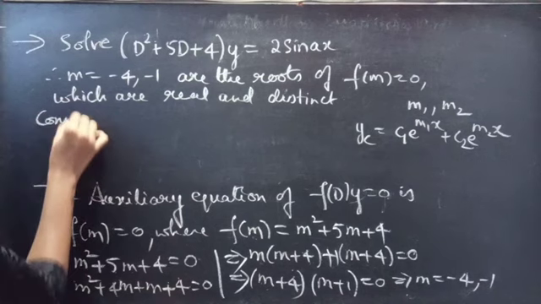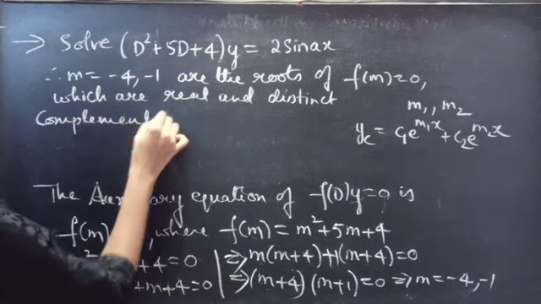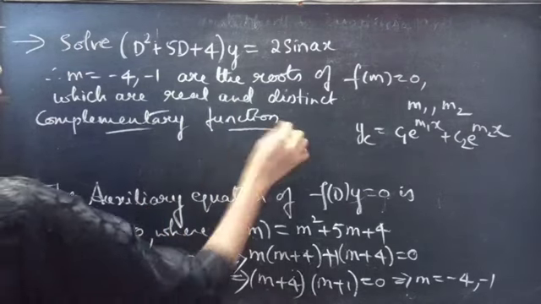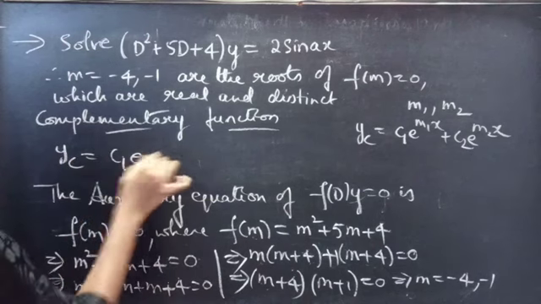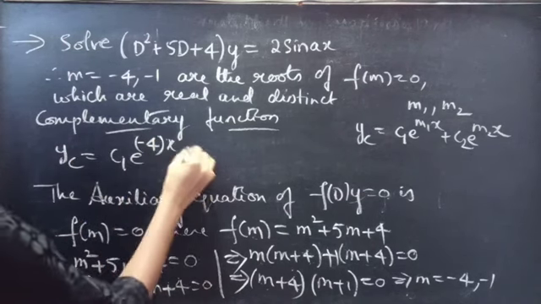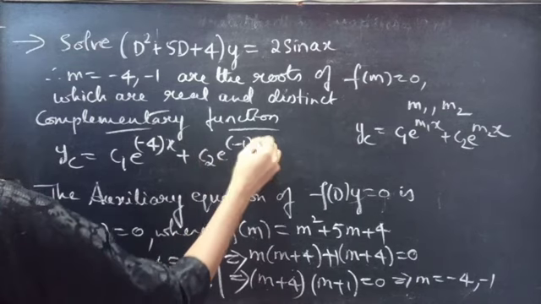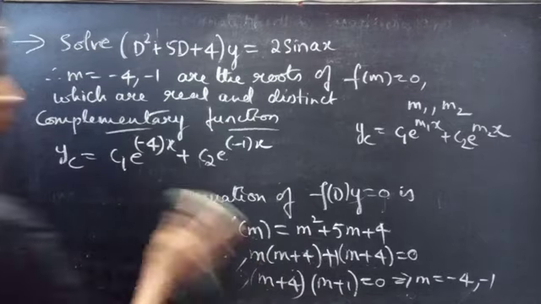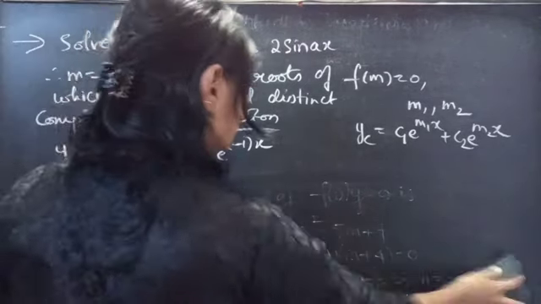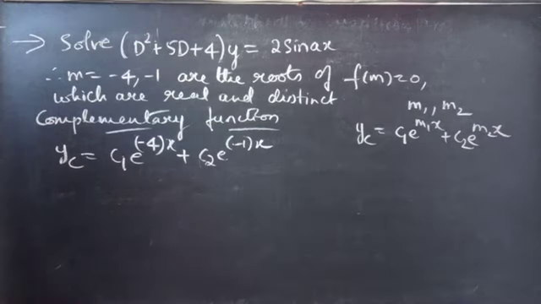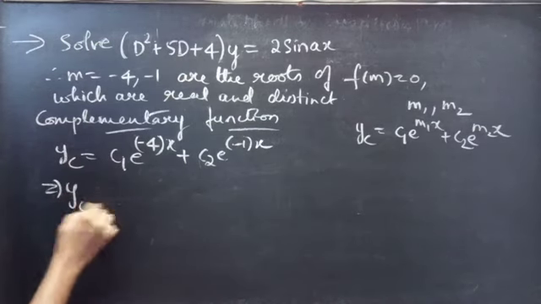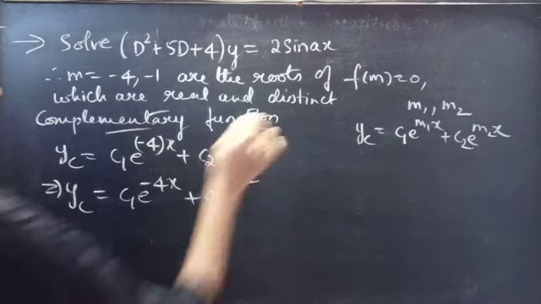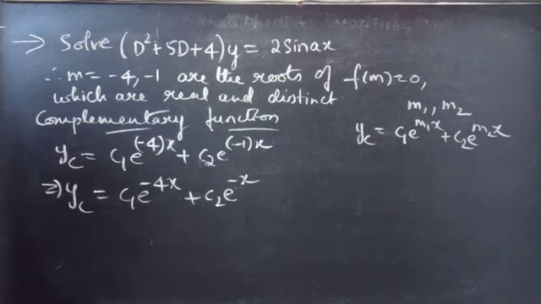Now, our complementary function looks like y = c1 e^(m1 x) + c2 e^(m2 x). Then y = c1 e^(-4x) + c2 e^(-x). Now let's find the particular integral.